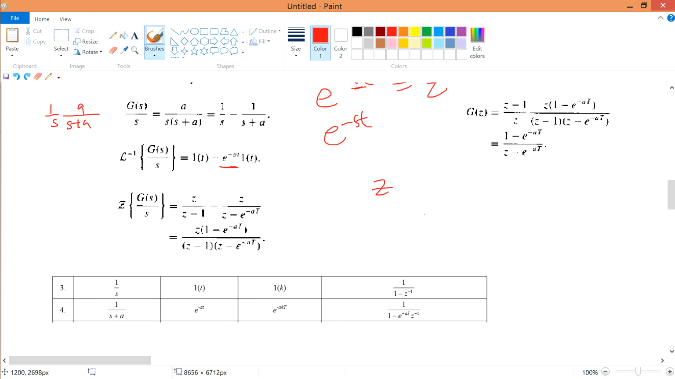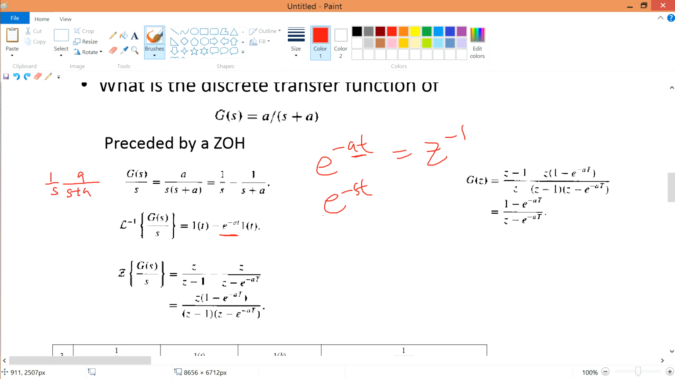So take note that when it's talking about e minus st, then it equals z minus 1, negative 1. So this one is totally wrong. Don't do this. Please don't do this. A lot of careless mistakes. So please remember that, very important. And this whole thing, we proved that this thing over here is this one over here. So far, so good.